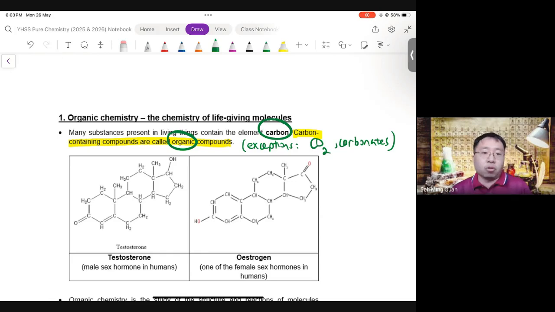All right. So organic chemistry tends to use different terminology, different lingo for the same thing, as we will see very shortly. And that's the reason why CO2 and carbonates are not considered organic. Is because carbonates were studied as part of another field of chemistry. All right. So like calcium carbonate, they study as part of another field of chemistry. That's why it's not considered organic.